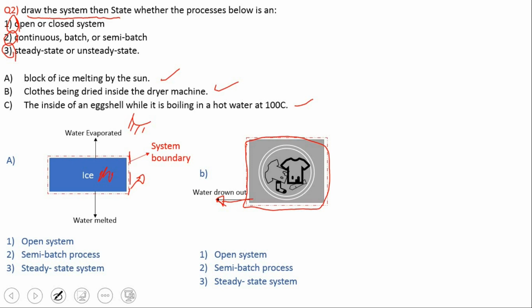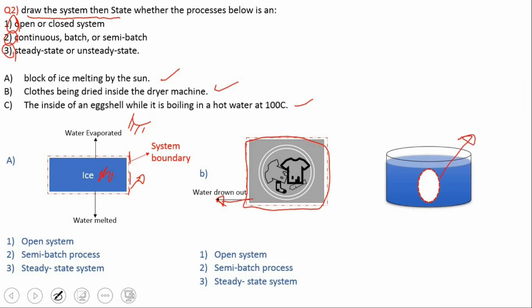So for part C, the inside of an eggshell while it's boiling in hot water at 100 degrees Celsius. So here is the system. Our system is the eggshell. Here is the boundary of our system.